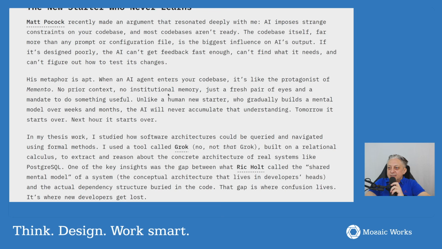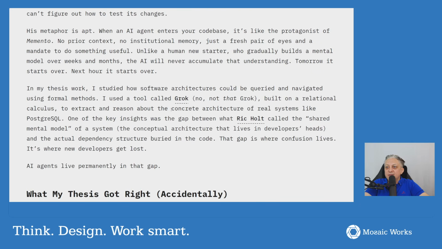His metaphor is apt. When an AI agent enters your codebase, it's like the protagonist of Memento. No prior context, no institutional memory, just a fresh pair of eyes and the mandate to do something useful. Just to explain here, institutional memory, we could define this as the memory of the people, the collective memory of the people working on the product. Sometimes it's inherited from people who left, but also left some memories after them because they taught part of what they know to other people. Some of it is just living memory.